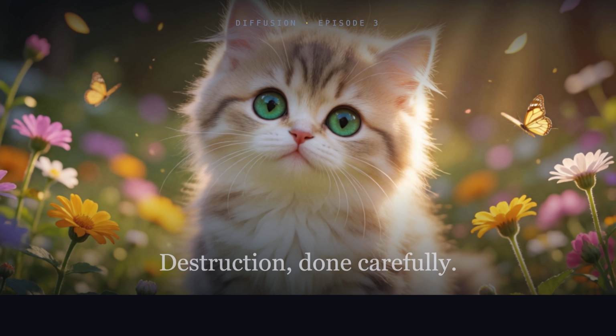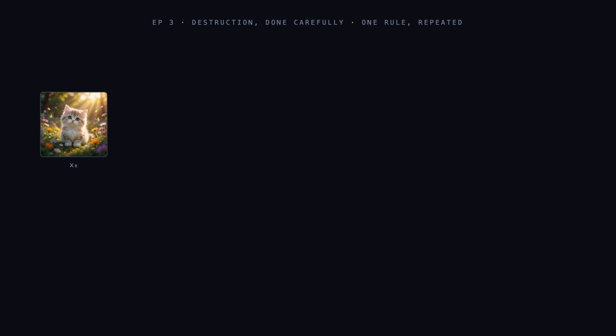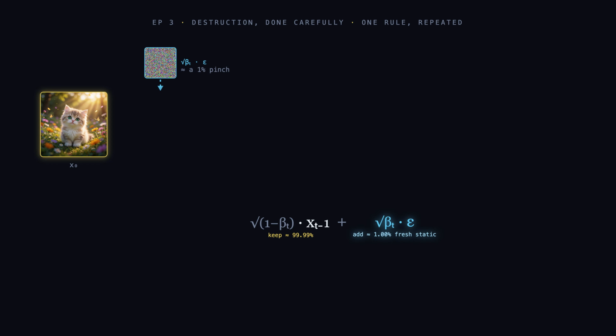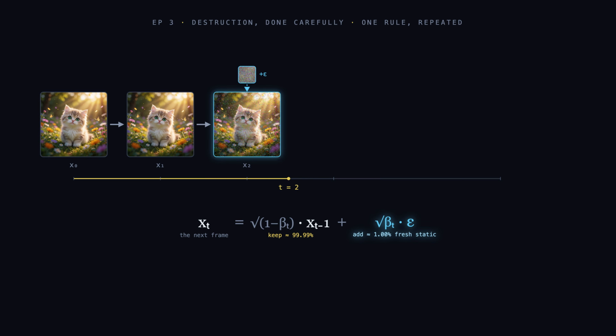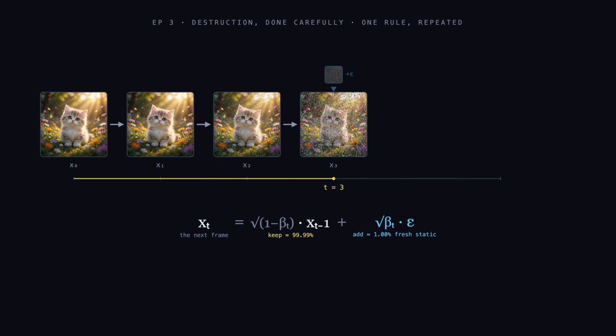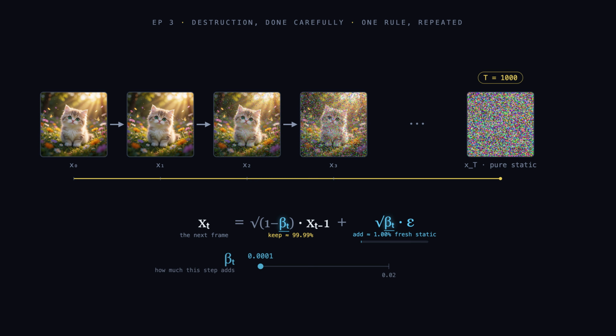The process that adds noise to a clean image is called the forward diffusion process. It begins at X0, the clean image. At every time step, we keep most of the previous image and add a small amount of fresh Gaussian noise. The result is x1, then x2, and so on. One step changes the image only slightly, but after many steps, the noise accumulates until we reach xt, which is almost pure noise. The beta value at each step controls how much new noise we add.